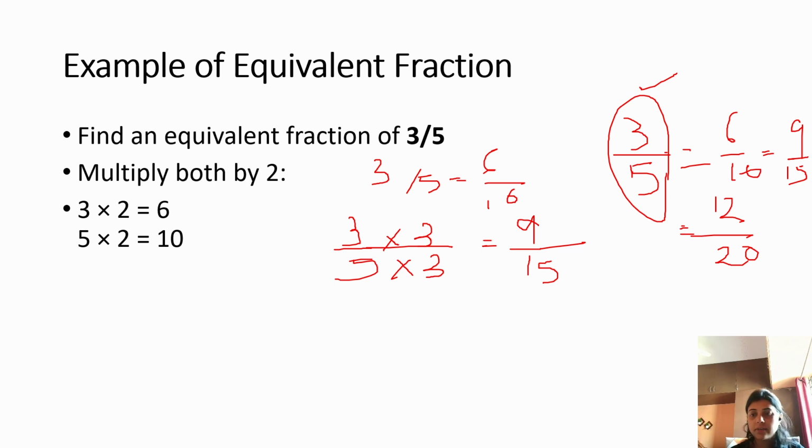Just any fraction is given, and in the question it is asked to find the equivalent fraction, then simply you have to multiply with a whole number, that is 2, 3, 5, 6, any number. You have to multiply both the numerator and the denominator. Okay? Got it? So that the value will remain the same. That is the equivalent fraction.